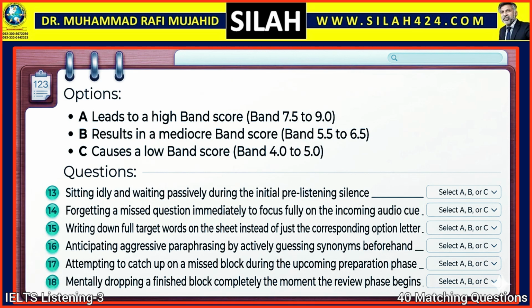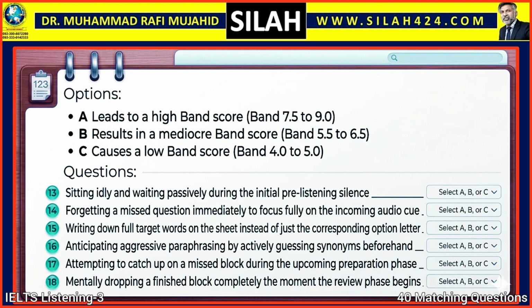High-scoring candidates excel at anticipating aggressive paraphrasing by actively guessing synonyms beforehand. They don't wait to react to the audio. They actively predict what they are about to hear. Furthermore, they practice mentally dropping a finished block completely the moment the review phase begins. They don't linger on past choices. Their minds are always moving forward.